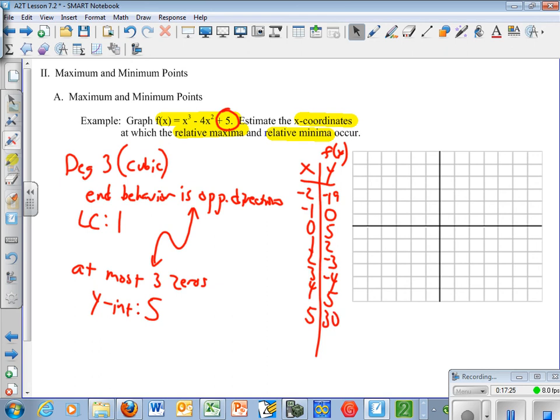So if I plot these points, negative 2, negative 19 is going to be way down here somewhere. At negative 1, we're at 0. So I know the graph is really going down fast that way. At 0, we're at 5. So we come up here. At 1, we come back down to 2. So that's a turning point right there, and we'll talk about that in a second.